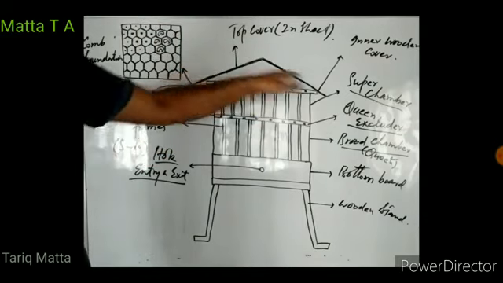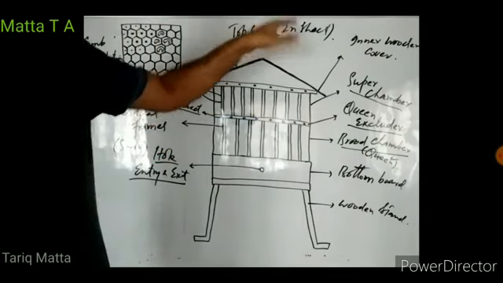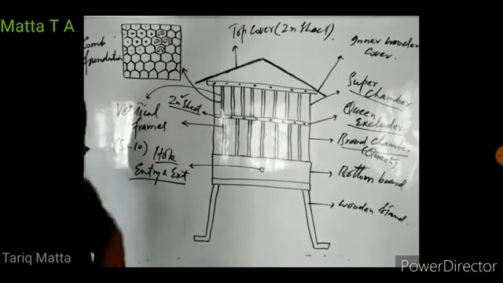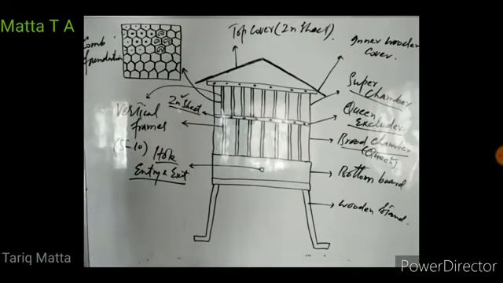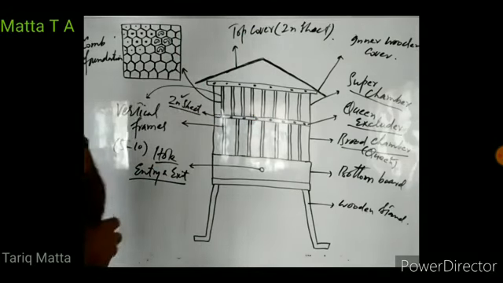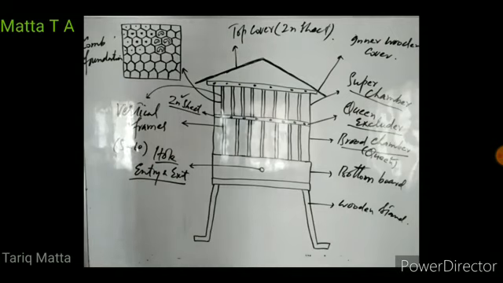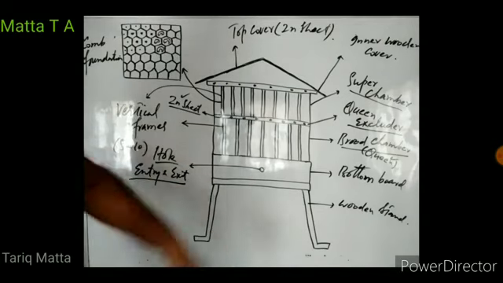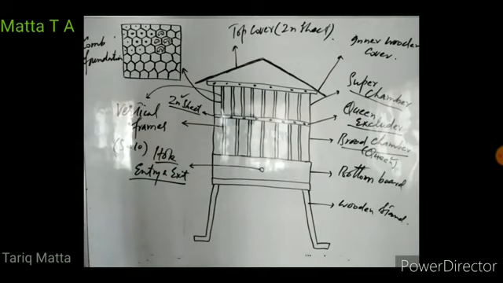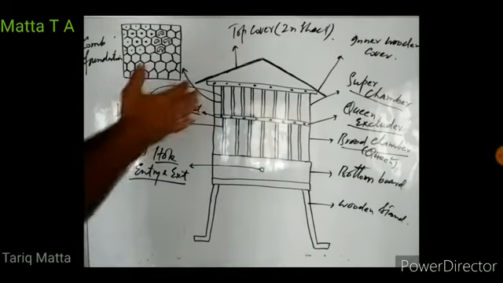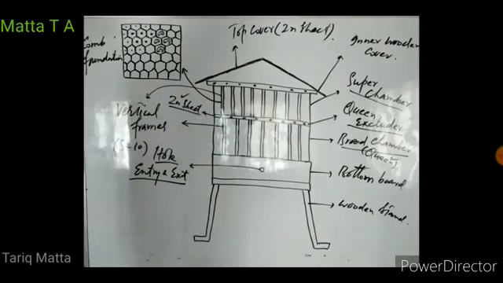And this whole structure is covered on the top by a top cover. This top cover is again a zinc sheet. So it protects the hive from the entry of rain and snow, right? It doesn't allow the water to trickle down into the hive. So it protects the hive from rainwater, snow, sunlight, etc. So that is the construction of this Langstroth hive, right?